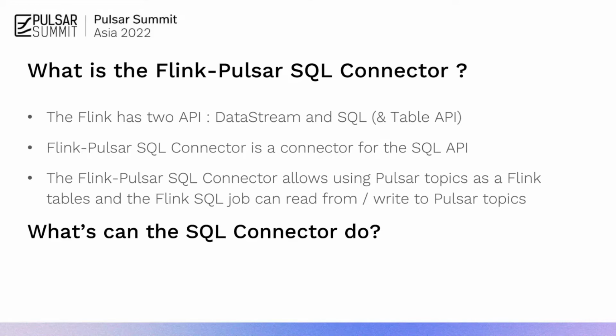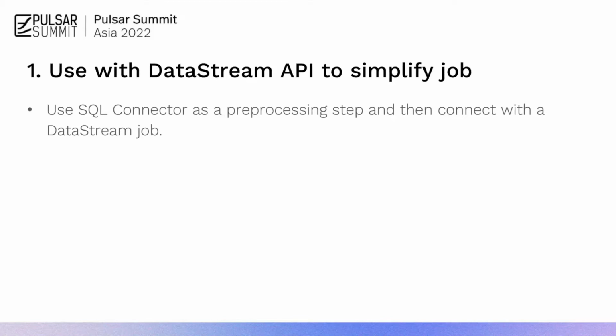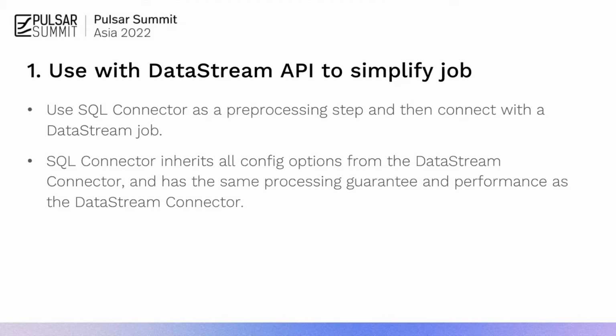Well, you might be wondering, what can the SQL connector do? The first place we can use it is in conjunction with the DataStream API to simplify our job definition. We can use the SQL connector as a pre-processing step and then connect it with the DataStream job. In fact, the SQL connector is built on top of the Pulsar Flink DataStream connector, which is already available in the official Flink repository. It inherits all the config options from the DataStream connector and has the same processing guarantee and performance as the DataStream connector.